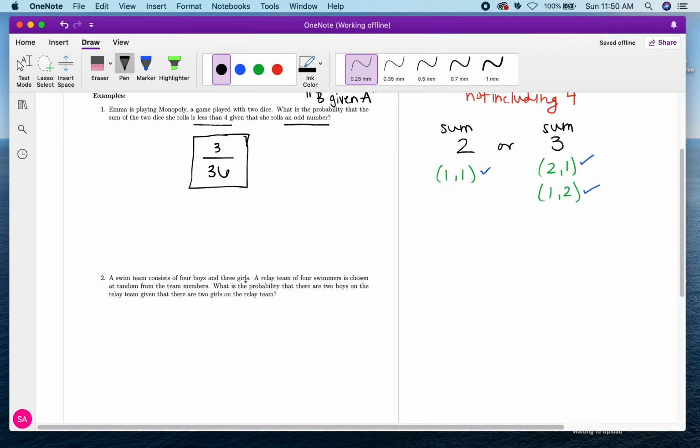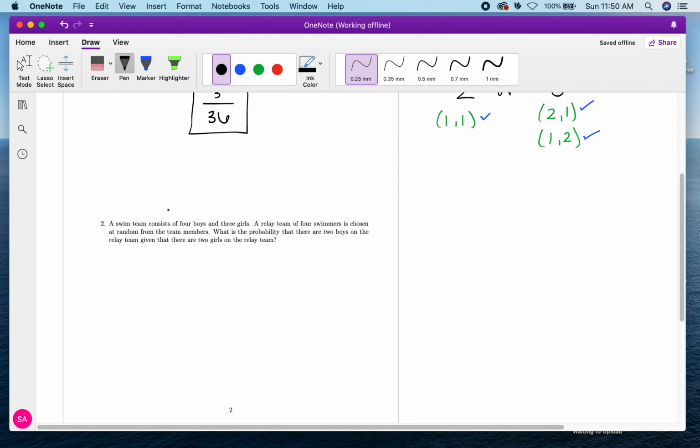Let's go ahead and look at another one. Hopefully this will give you a better idea. This one you may see on your homework, or something similar, because it does change the problems a little bit. A swim team consists of 4 boys and 3 girls. A relay team of 4 swimmers is chosen at random from the team members. What is the probability that there are 2 boys on the team, given that there are 2 girls on the relay team? So we want to know the probability that there's going to be 2 boys given that there's already 2 girls chosen for this team.